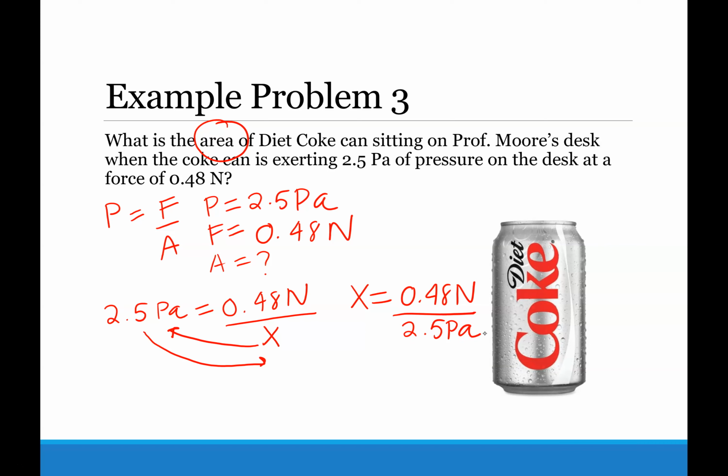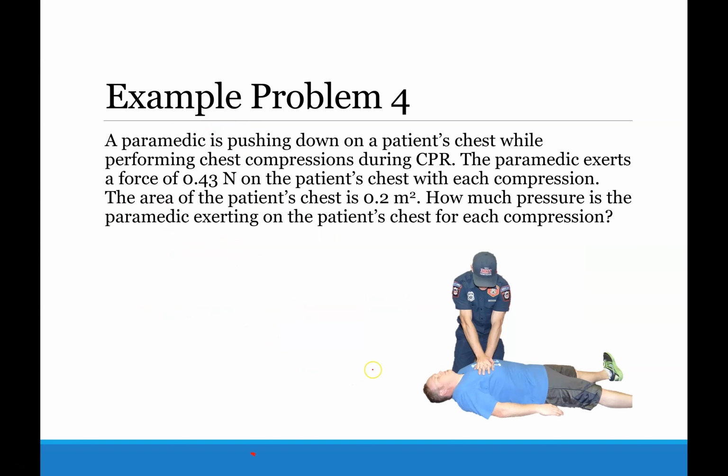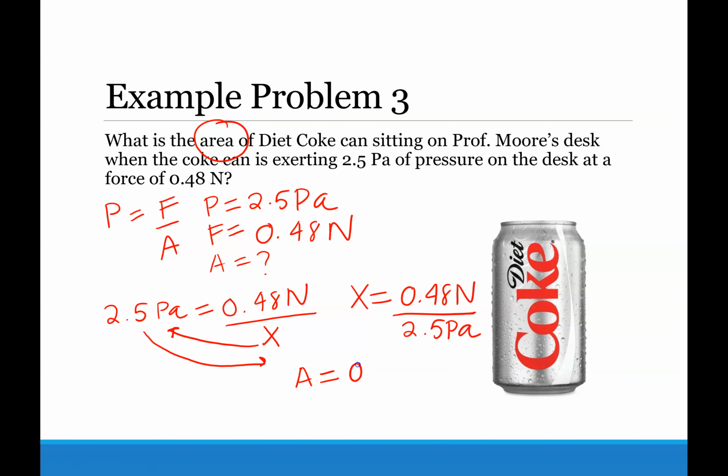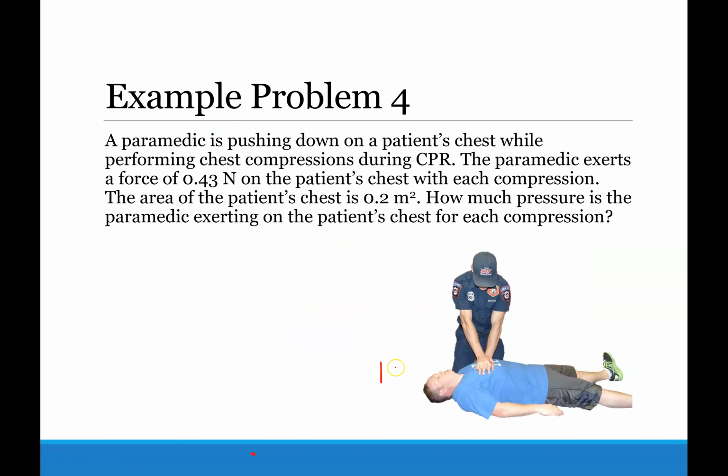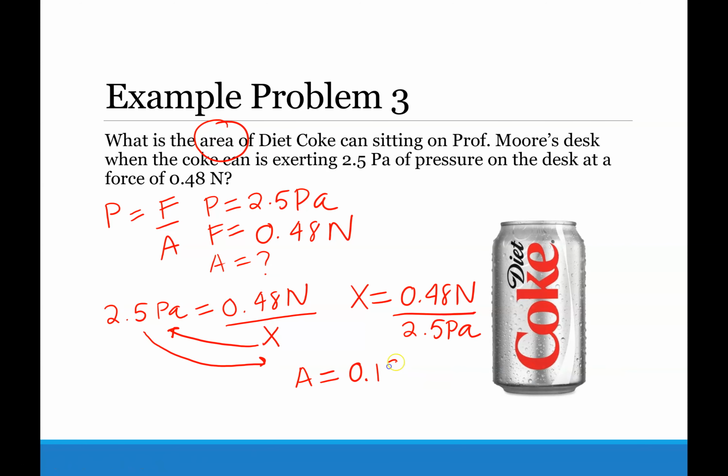And so you can put it into your calculator just like that. 0.48 divided by 2.5, and that is going to equal an area of 0.192 meters squared.